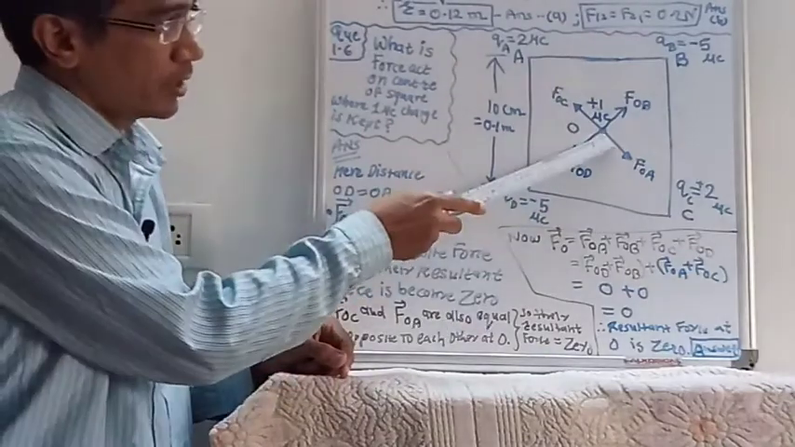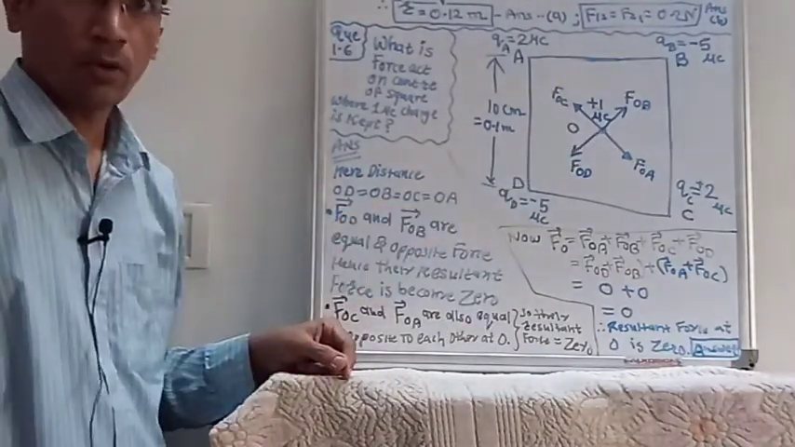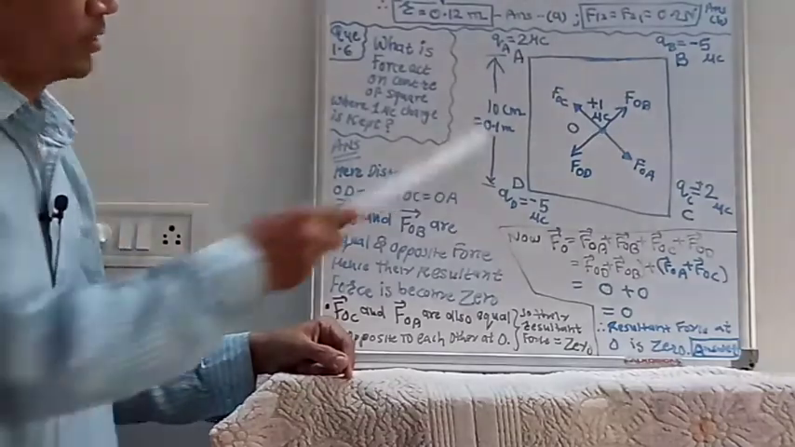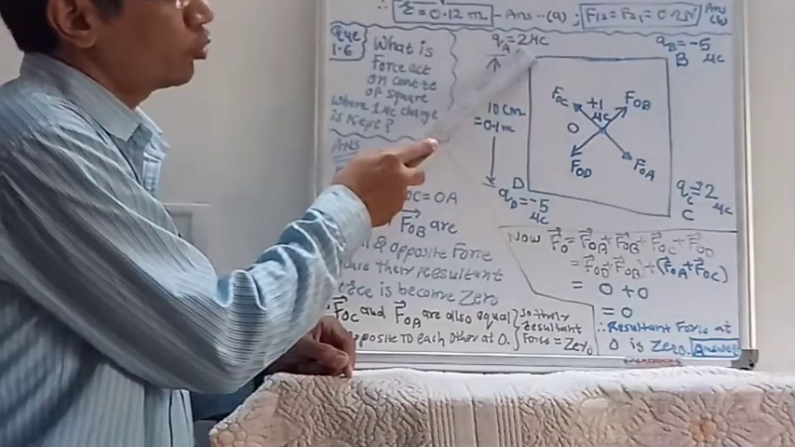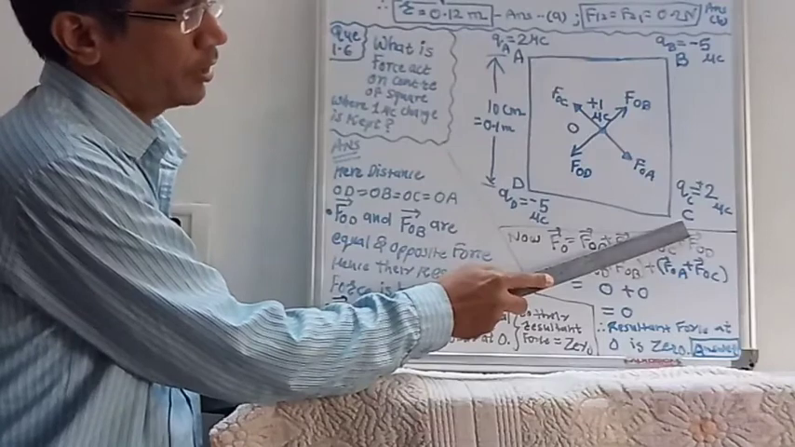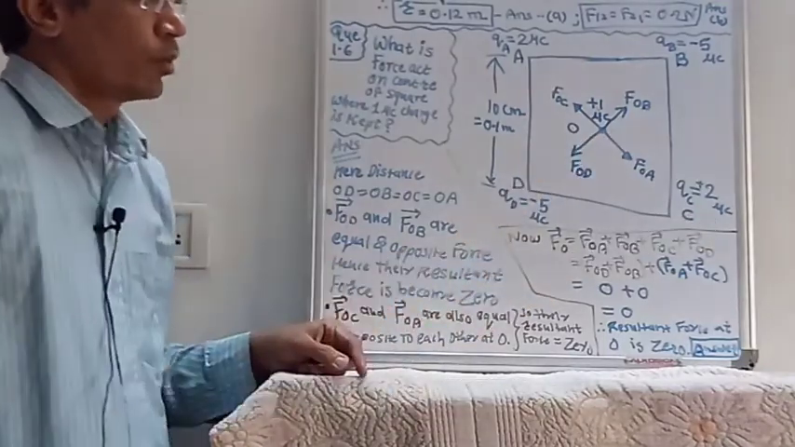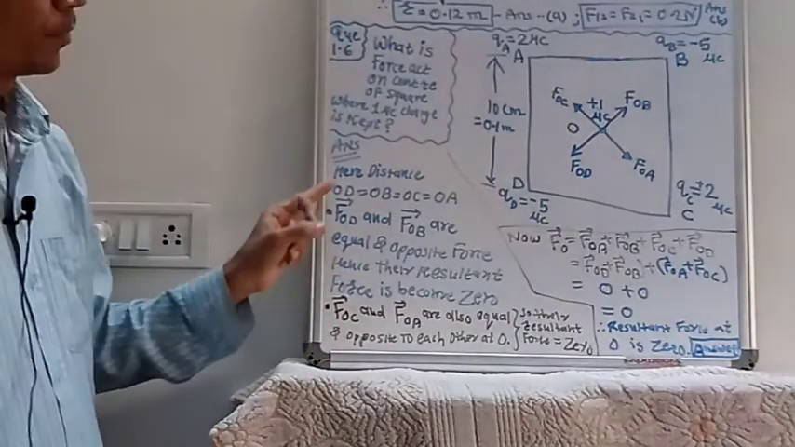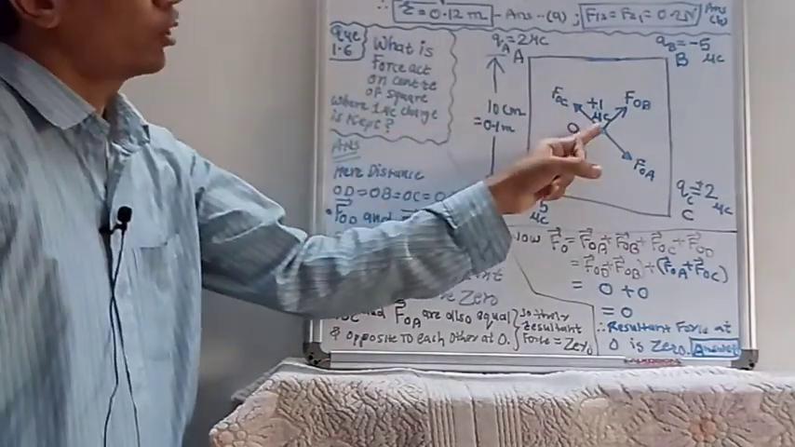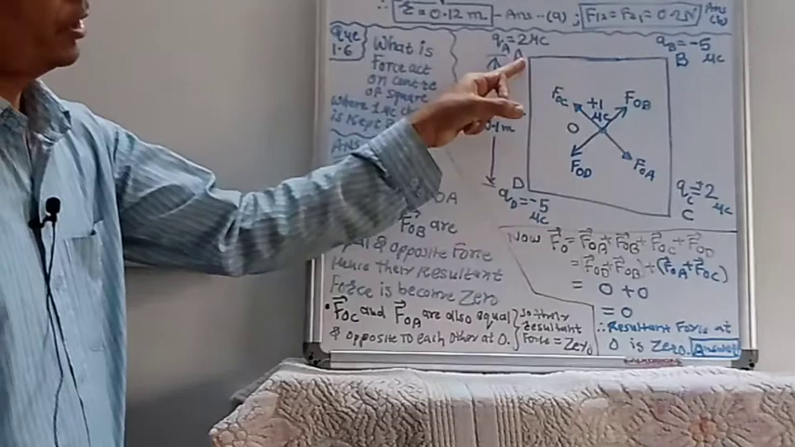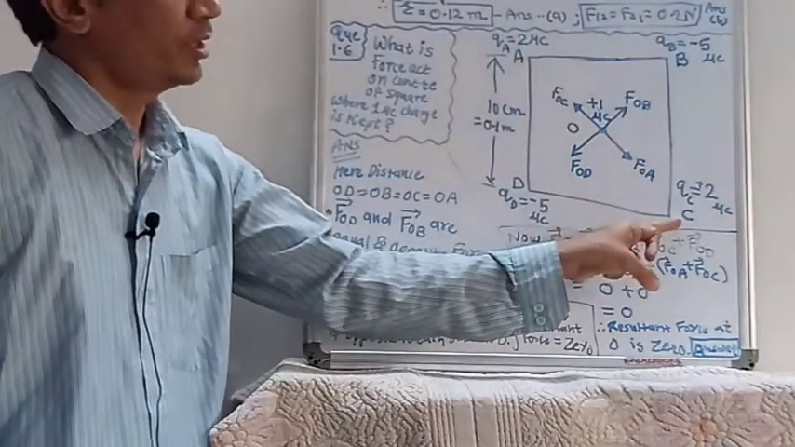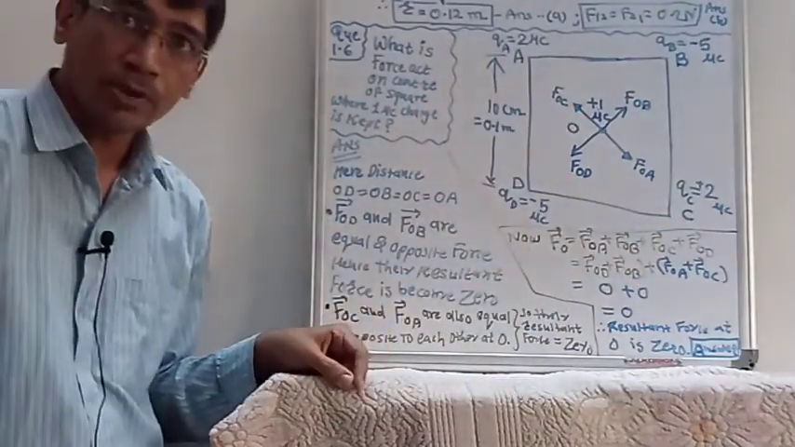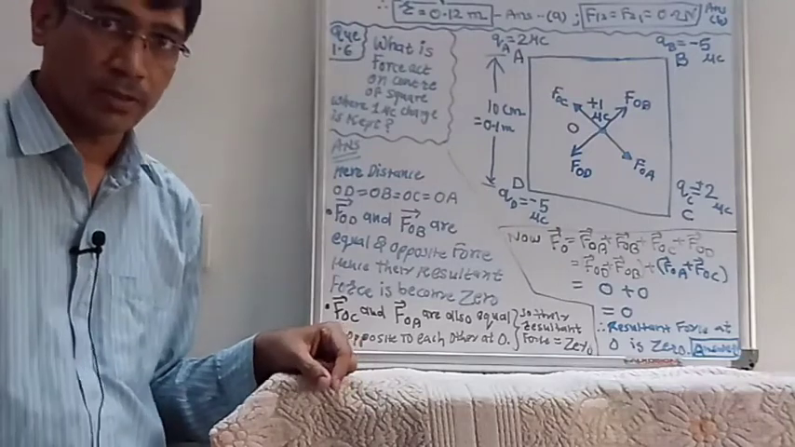And at the center there is a 1 microcoulomb charge. Same way, at the A point there is a plus 2 microcoulomb, and at the C point plus 2 microcoulomb. So the force exerted on the 1 microcoulomb at the O point due to the A charge and due to the C charge are opposite and equal forces.